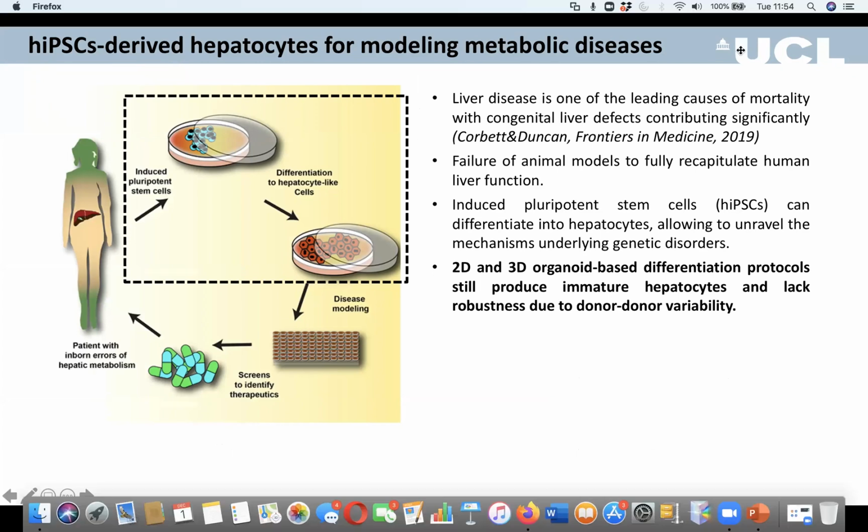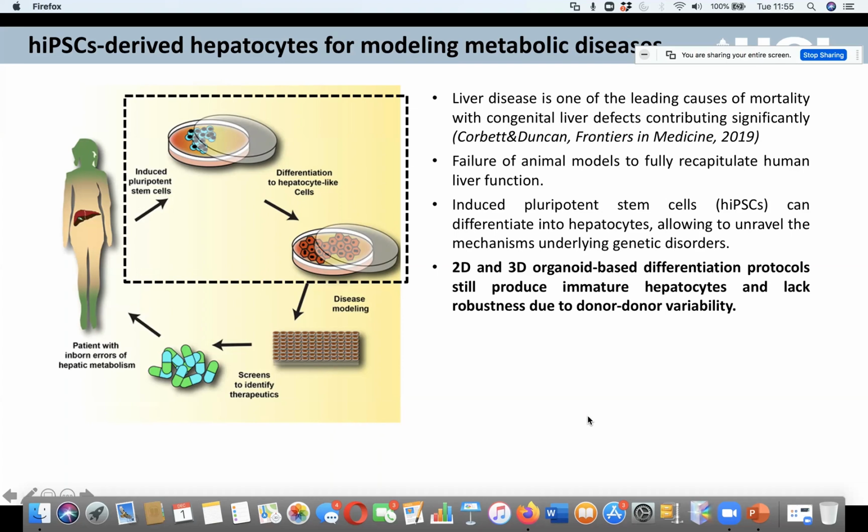So as you all know, liver diseases are one of the leading causes of mortality worldwide, and congenital metabolic disorders contribute significantly to that. As animal models have often failed to fully recapitulate human liver functions, they have been replaced by human-induced pluripotent stem cells that can be differentiated into functional hepatocytes, and therefore used to study the mechanisms underlying genetic disorders while maintaining the same genetic backgrounds of patients.